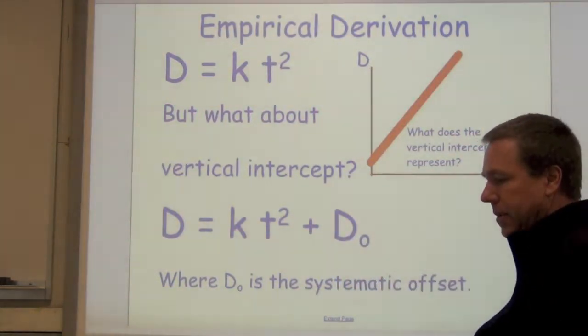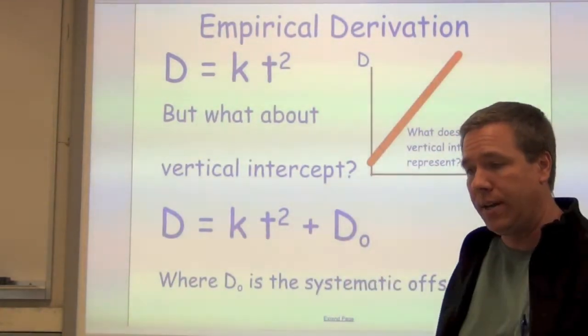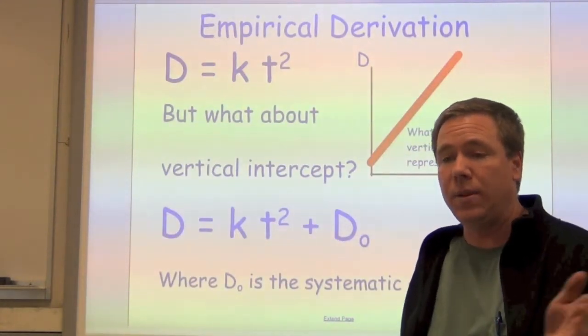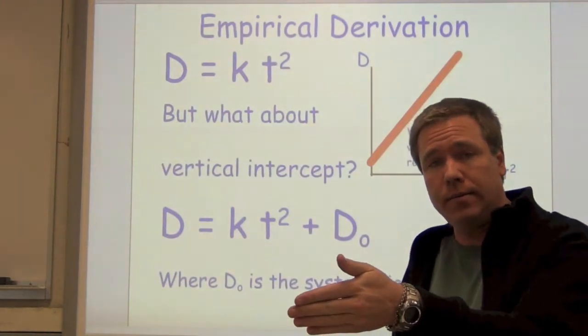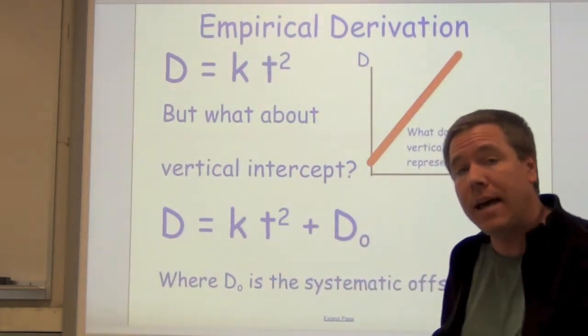The naught just simply means the initial point, okay? Oftentimes, in this case, it's when the x value, t squared, is 0. What is the d value? It's called a systematic offset.